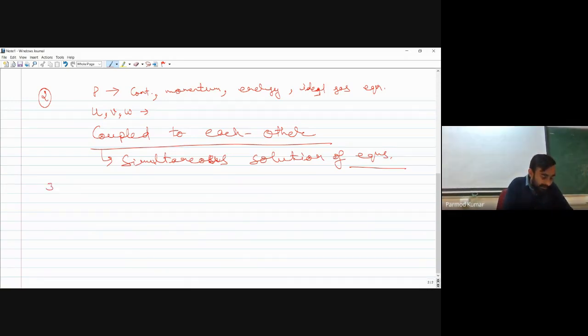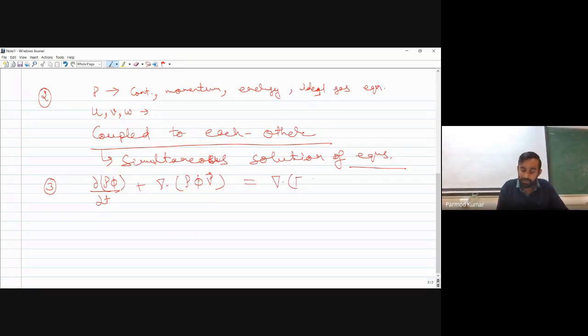Now let me write the generic scalar transport equation. I have told you del rho phi by del t plus divergence of rho phi v vector will be equal to divergence of diffusion coefficient times gradient of phi plus source term. Okay, so if you see over here, while we will be writing this equation for our momentum, we will be considering phi equal to u, v, and w.